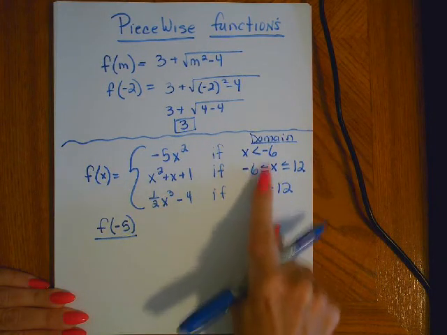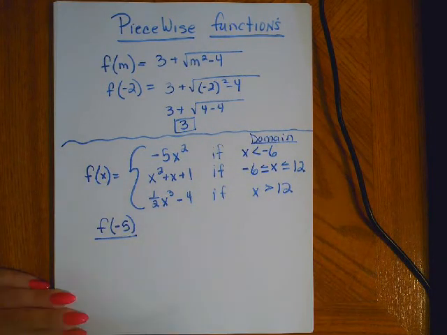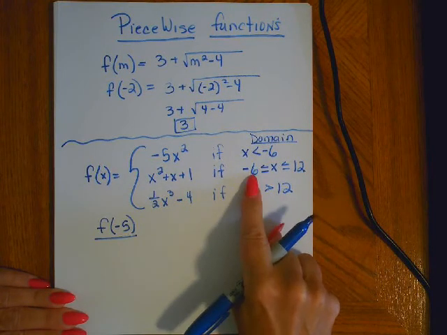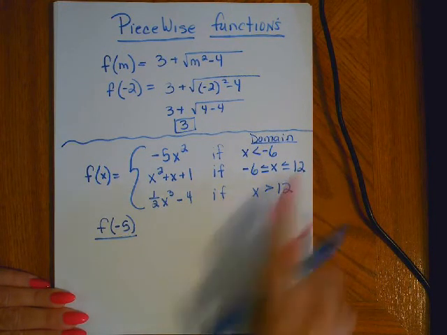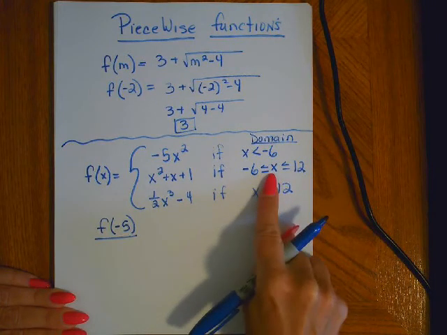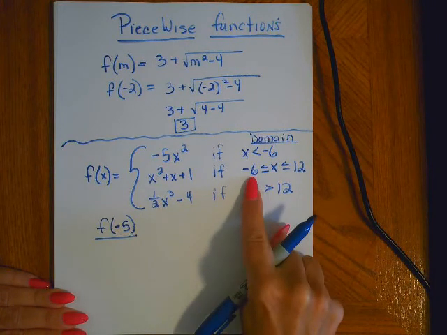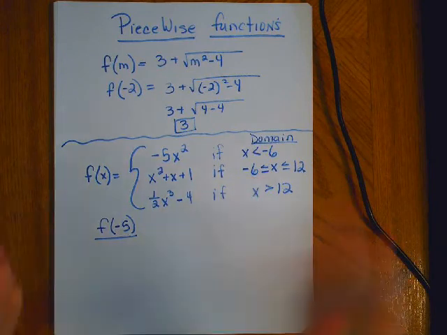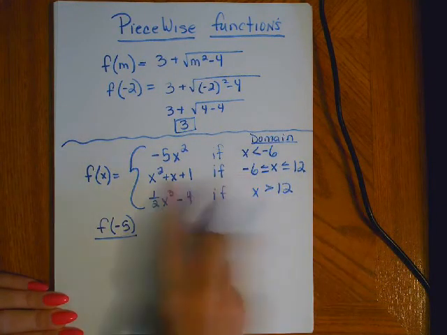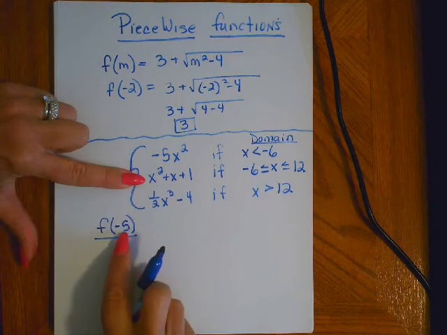You have to look in your domain and see where you're going to find negative 5. Is negative 5 less than negative 6? Is negative 5 in between negative 6 and 12? Or is negative 5 greater than 12? Well, negative 5, ladies and gentlemen, is actually greater than negative 6. Think about a number line. Negative 5 is to the right of negative 6, but under 12. So you're going to shop in this store.